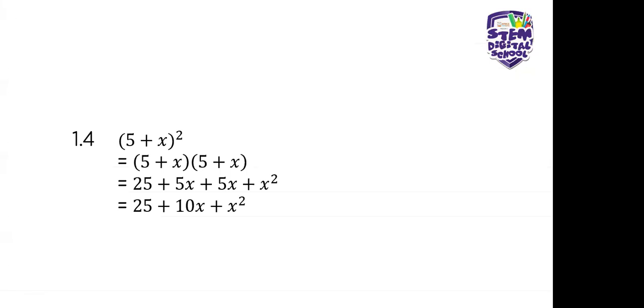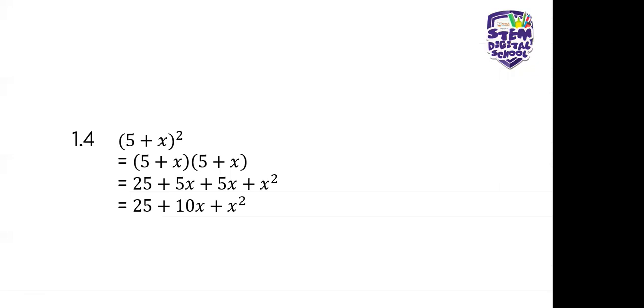25 plus 10x plus x squared. So this will be the final expression of 5 plus x all squared. So these two have got the same value. 25 plus 10x plus x squared is the same as 5 plus x squared. Remember, 5 plus x inside the bracket and then all squared. So now you have simplified it.